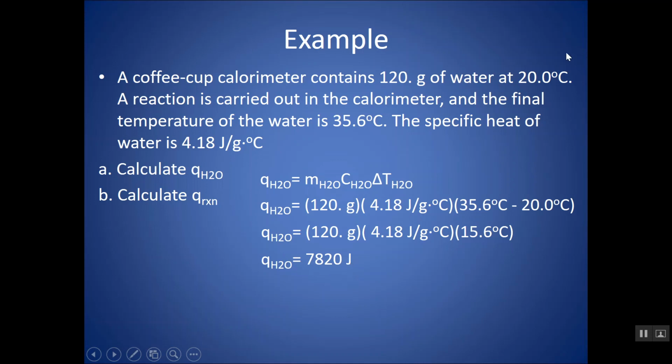Why is it positive? Because the temperature is going up. The water has absorbed energy. Now, if the water is absorbing energy, what's happening to the reaction? The reaction's releasing energy, so the reaction is exothermic. So it's the same magnitude but opposite sign for part B. If this is about 8,000 joules positive, this should be about 8,000 joules, but negative.